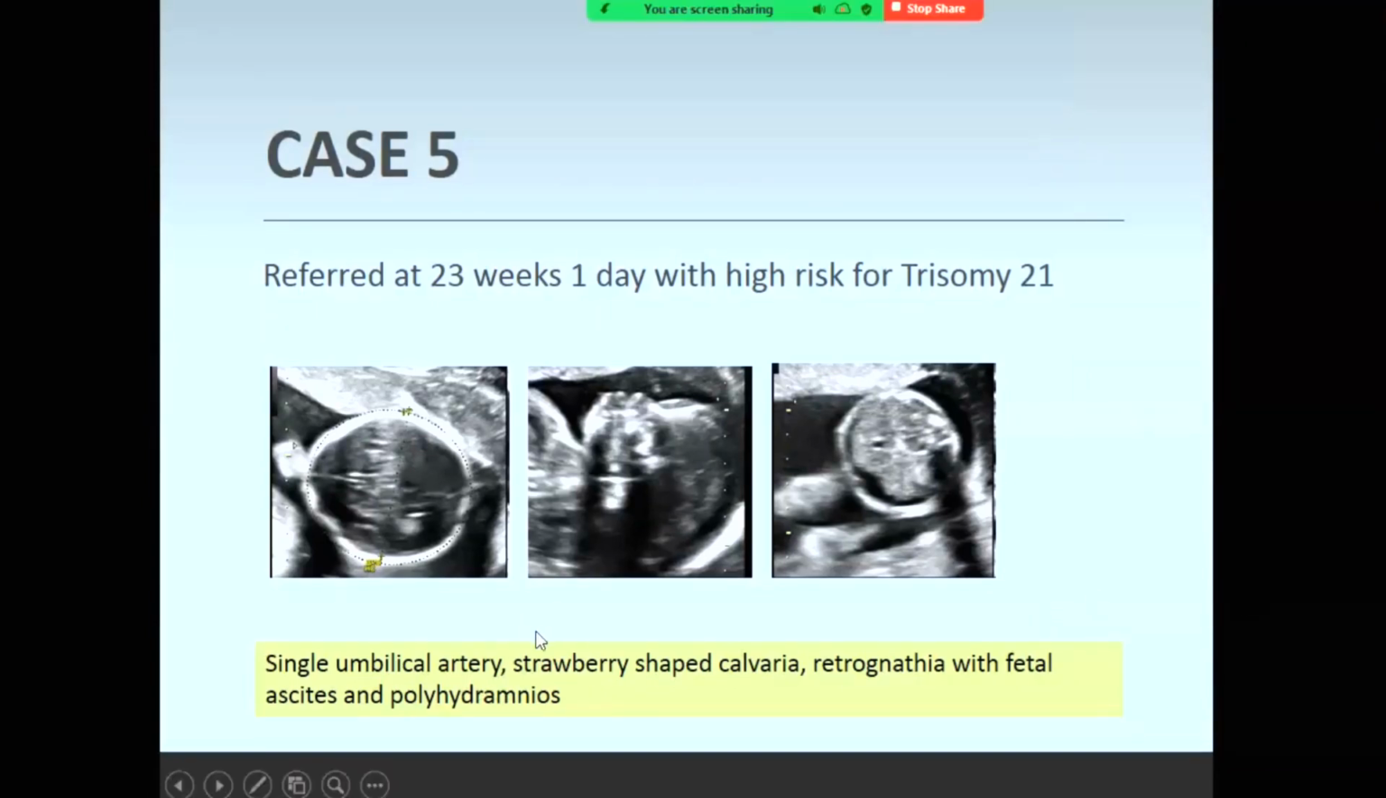So next case, this lady was referred at 23 weeks with high risk for trisomy 21. Here you can see the skull is strawberry shaped. Then there is retrognathia, polyhydramnios was also there along with fetal ascites. So what is the probable diagnosis? Trisomy 18. When there is abnormality in head shape, we usually suspect trisomy 18.